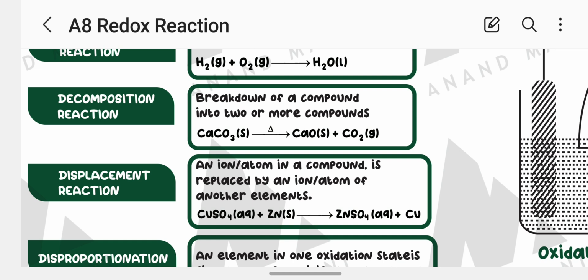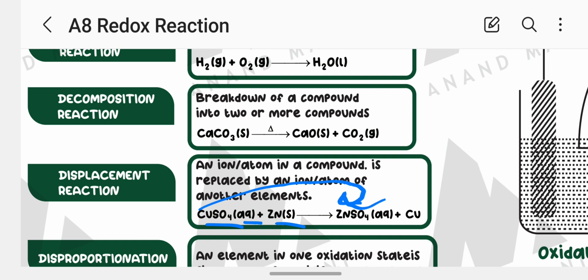Then a displacement reaction, in which an ion or atom in a compound is replaced by an ion or atom of another element, like copper sulfate aqueous and zinc solid. So the copper is being replaced here by zinc.